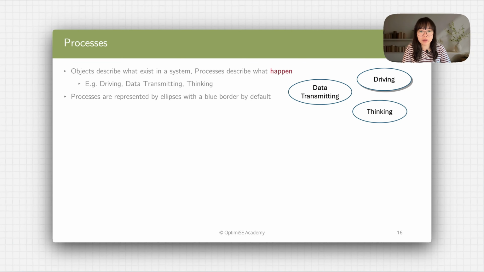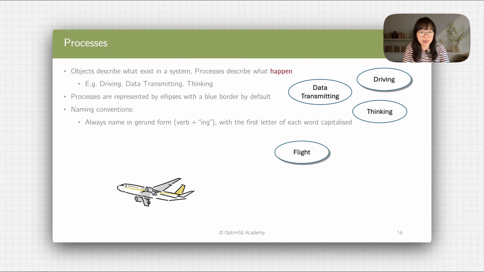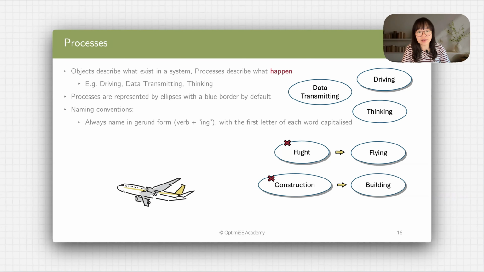So in terms of the naming conventions, for processes, we always name them in gerund form, which means verb plus ing, with the first letter of each word capitalized, just like objects. So if you have a process called flight, instead of flight, you should name it as flying. And if you have a process called construction, you should name it as building instead. And similar to objects, processes need to be uniquely named. So when it comes to building, if you have a different process for apartment and also mansion, then you need to name these two processes differently as apartment building and mansion building as an example.